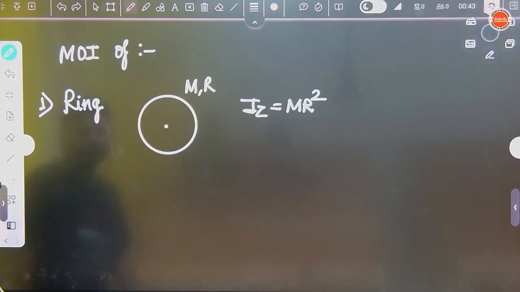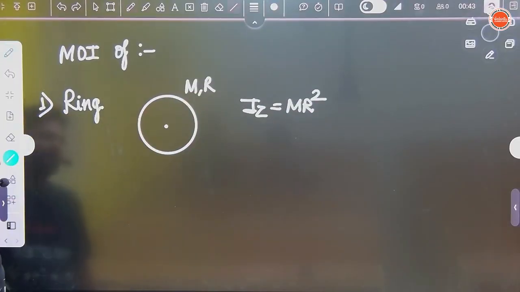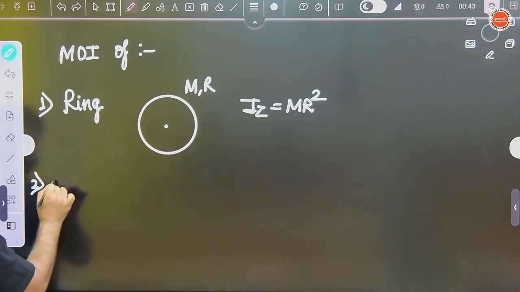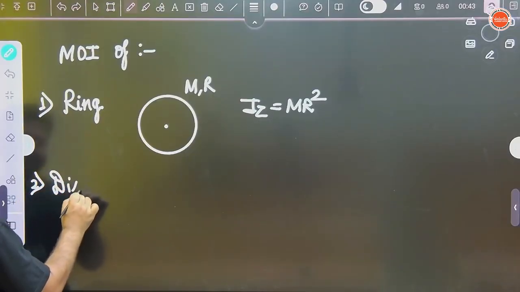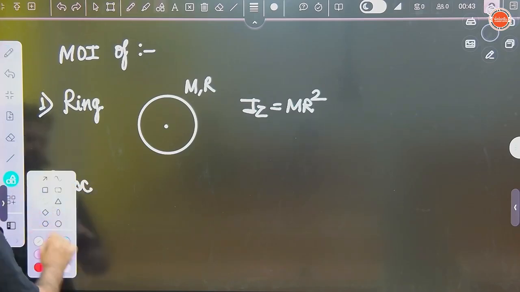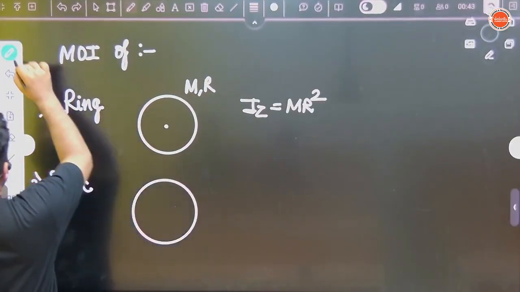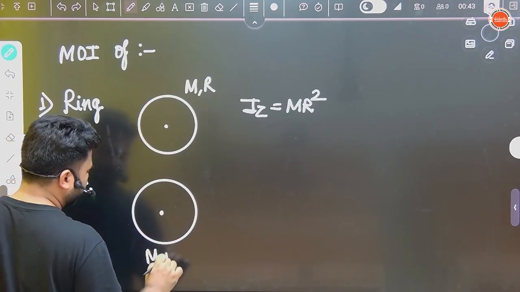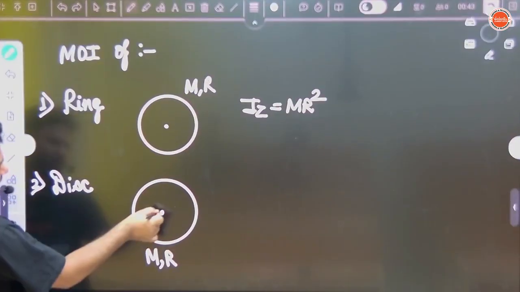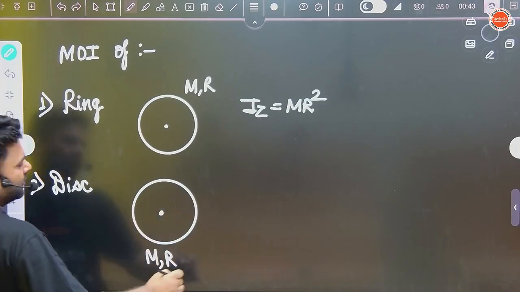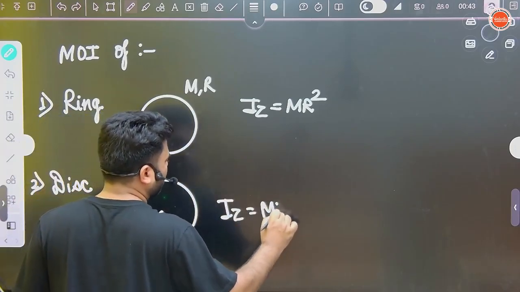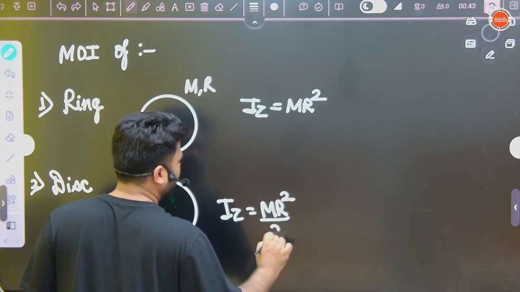Correct? Second, if they ask what is the moment of inertia of a disk, disk means like a CD. Suppose there is a CD-like thing, its mass is m, radius is r, about again the z axis. So moment of inertia about the z axis is mr square by 2. Remember these values, mr square by 2.